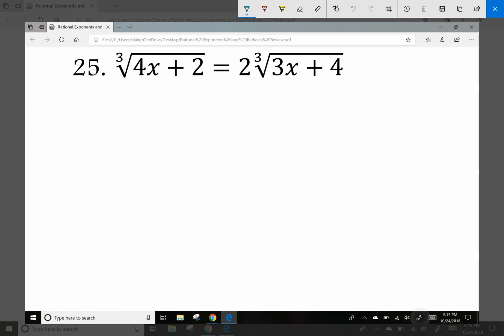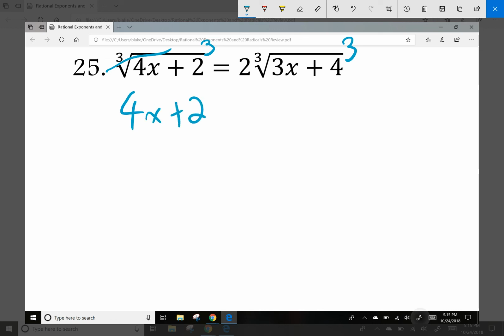So the first step, notice we have radicals on both sides. Now, I want to get rid of these radicals immediately. So notice they're cube roots. To get rid of a cube root would mean having to raise it to the third power. Now, when I raise both sides to the third power, the left side, the cube root is just going to disappear and be 4x plus 2.